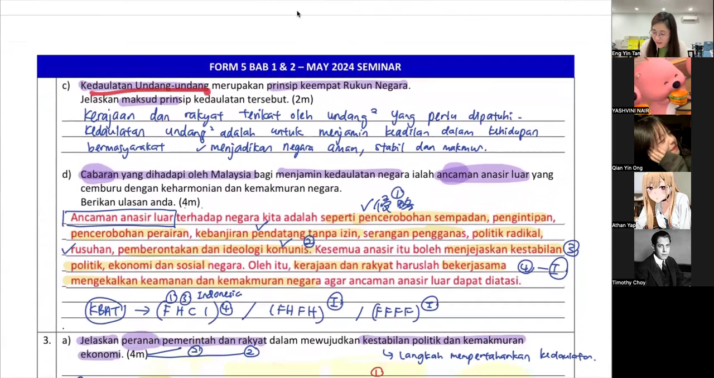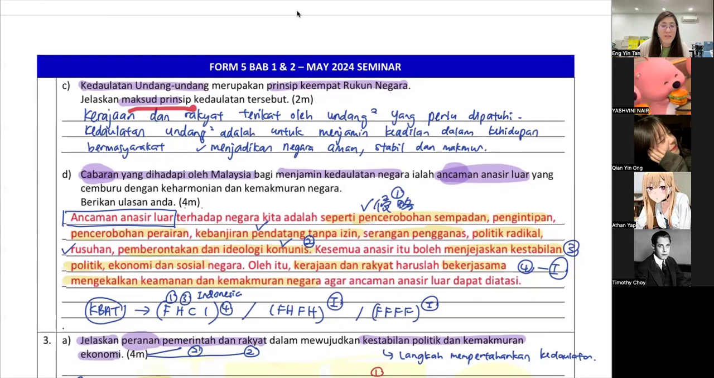Kedaulatan undang-undang is our prinsip keempat Rukun Negara, okay? That's not important, actually. They're asking you to explain, hey, this principle, can you please explain this kedaulatan undang-undang? Explain the meaning. Kedaulatan undang-undang means what? I told you, kedaulatan undang-undang means the undang-undang is very important.